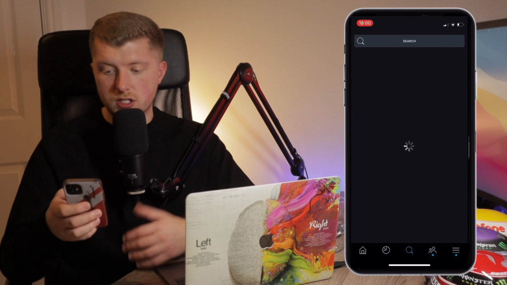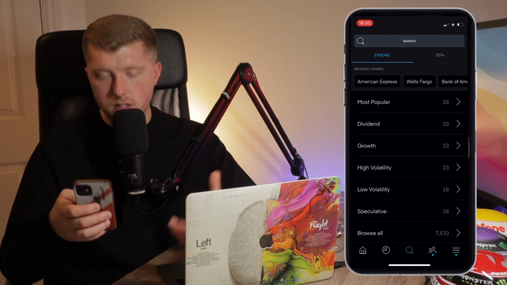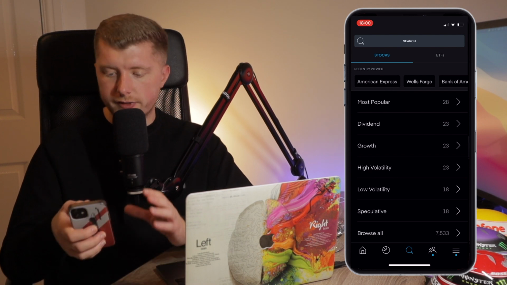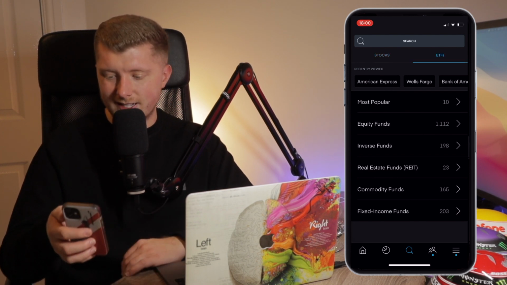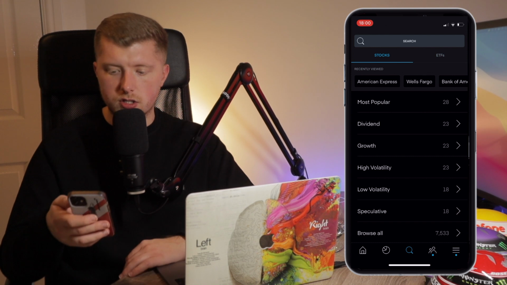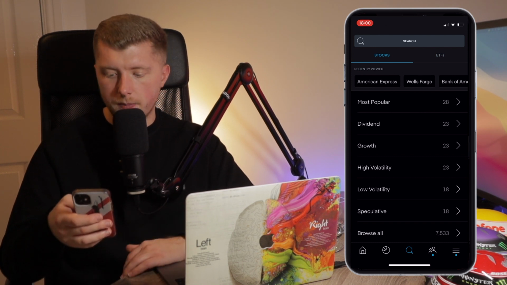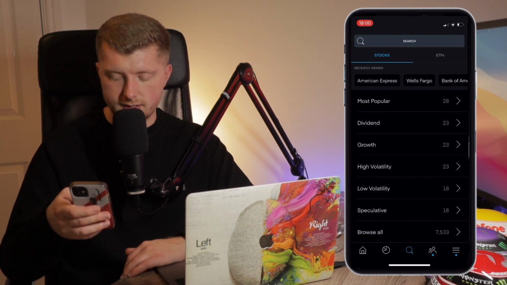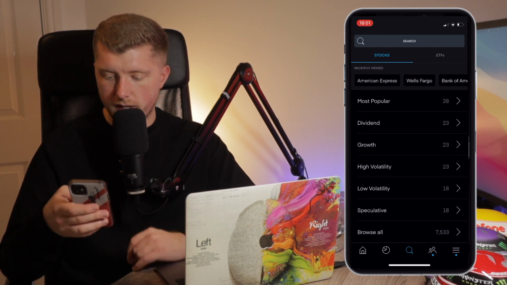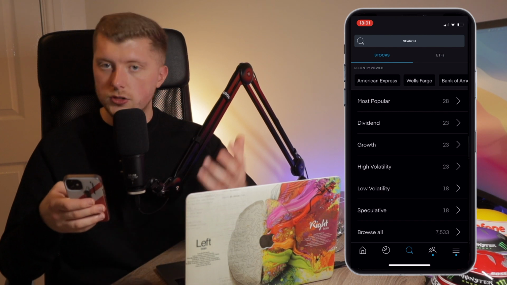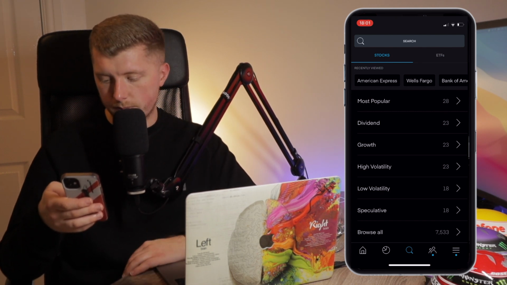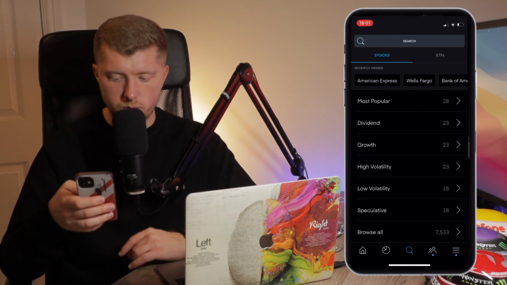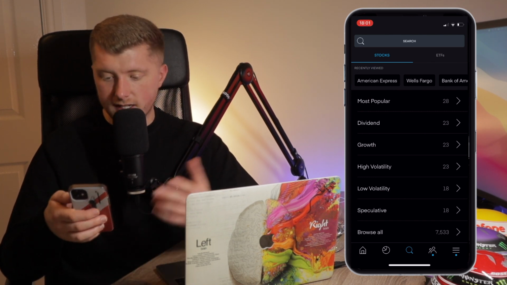Now, in terms of searching for different stocks on the app itself, it's pretty intuitive. It's pretty easy to use. At the top of the screen, you've got stocks as well as ETFs. So let's just take a look at stocks for now. You can see that it's broken down into most popular, dividend, growth, high volatility, low volatility, and then speculative stocks, or you can just simply browse all of the stocks on the app, of which there are 7,533 companies available to invest in. Let's just take a look at the most popular.